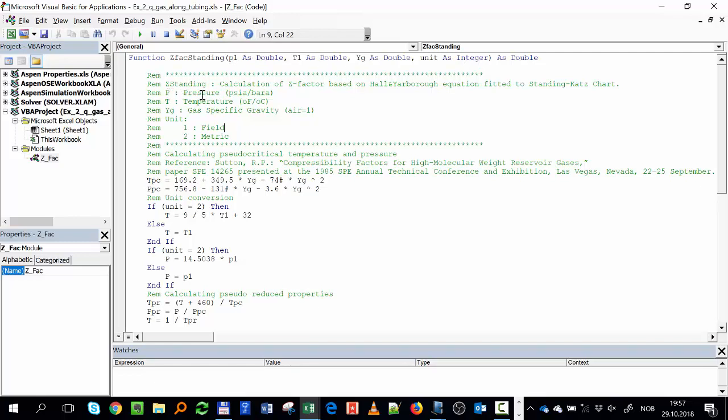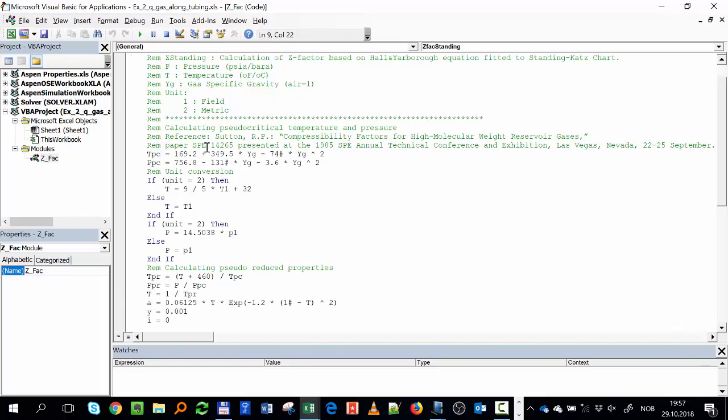So pressure can be a number in PSI or bar. Temperature can be a number in Fahrenheit or Celsius. This gamma G is the gas-specific gravity. And the units, if I select 1, that means that the pressure should be in PSI and the temperature should be in Fahrenheit. If I select 2, it means that the pressure should be in bar and the temperature should be in Celsius.